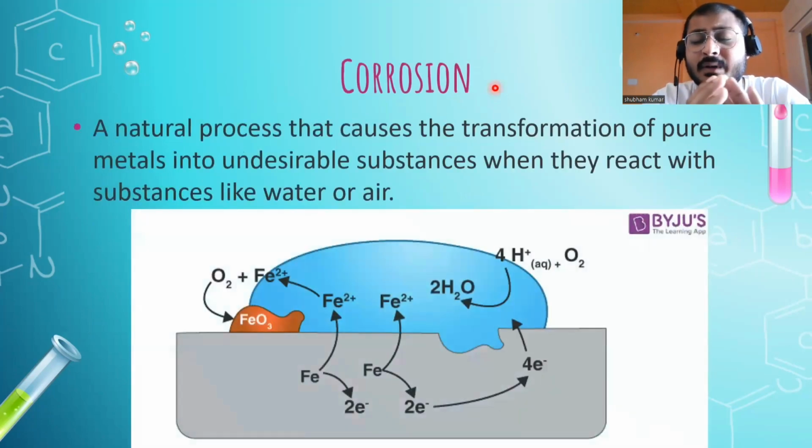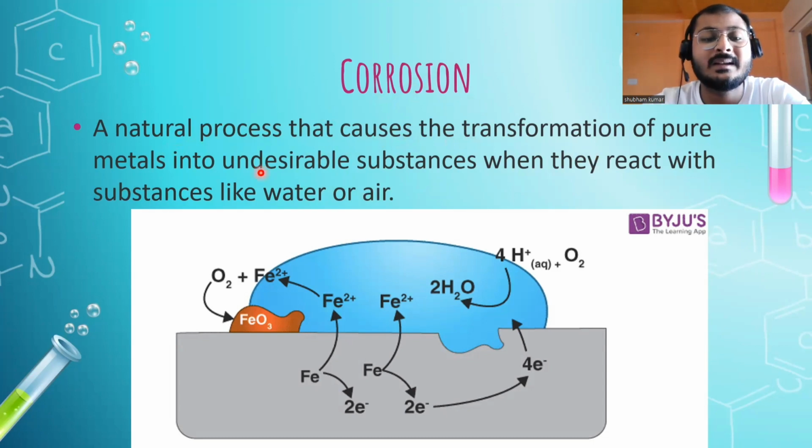So we have discussed a lot of properties of metals. Now we come to a property of metal that is somewhat not useful to us. It is corrosion. Now let us see what corrosion is. Corrosion is a natural process that causes the transformation of pure metals into undesirable substances when they react with substances like water or air. So if we leave a metal piece in the atmosphere, what will happen? The metal piece will react with the air and water surrounding it, and there will be formation of undesirable substances which are not useful to us. This property of metals is known as corrosion.